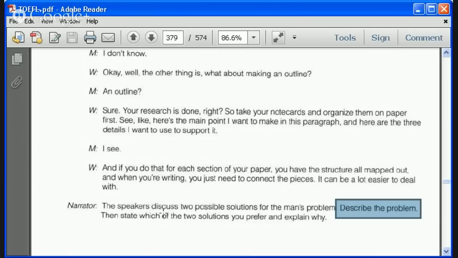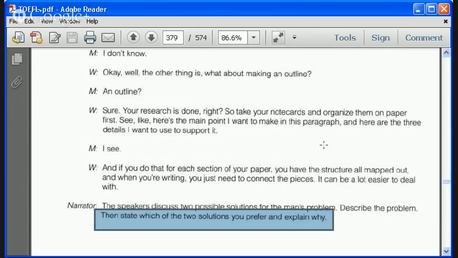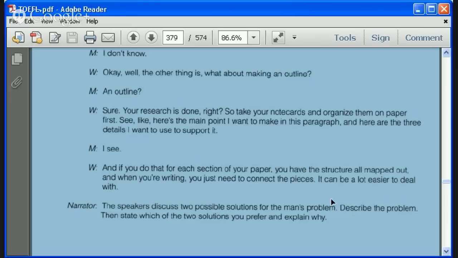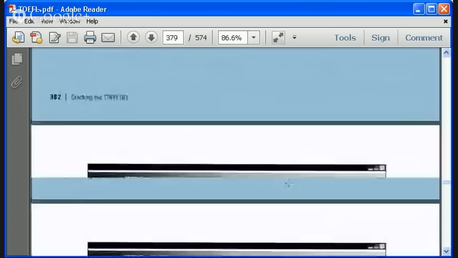Describe the problem, then state which of the two solutions you prefer and why. Okay. Now, who would like to try this? Gregory, you want to give this a shot? What shall I do? What shall you do? Okay. Describe the problem and state which of the two solutions you prefer and explain why.